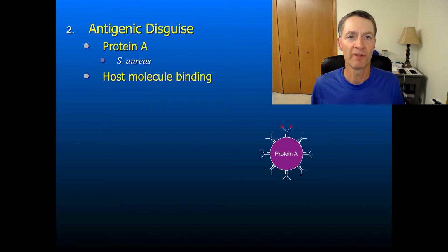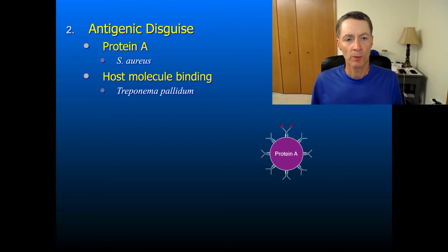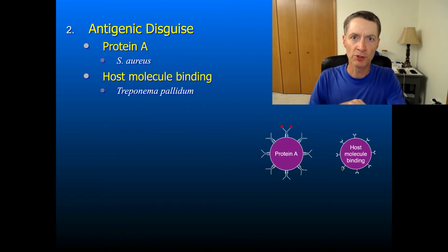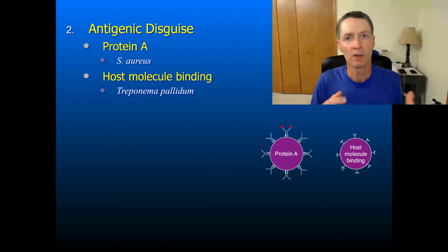Okay, another form of antigenic disguise: host molecule binding. One organism that does this is Treponema pallidum, which is the syphilis organism. Let's take this organism, and this happens to have receptors on it, like you see here. Imagine that each of these receptors binds to pieces of our own system, like pieces of collagen in the dense connective tissues, or fibronectin, which is another connective tissue.